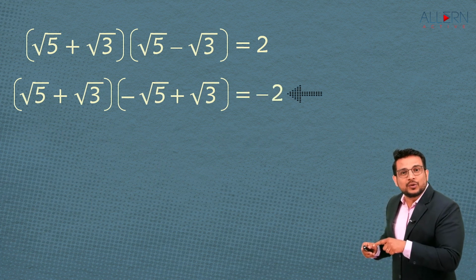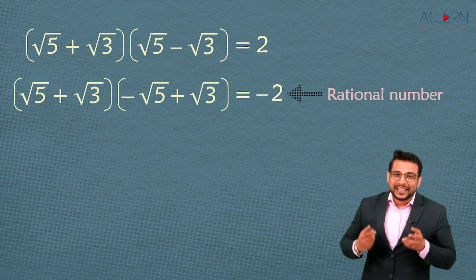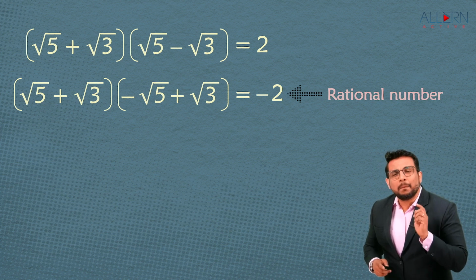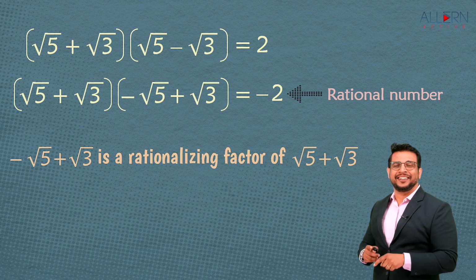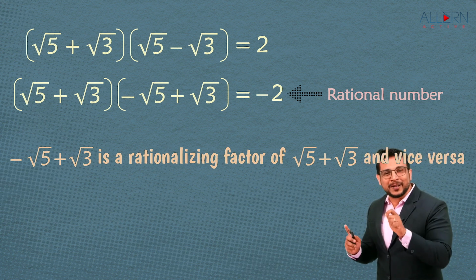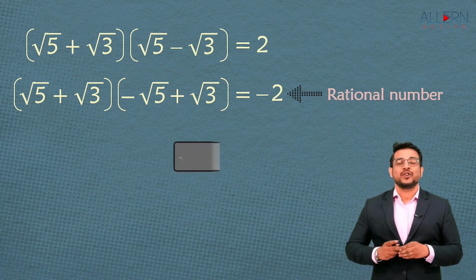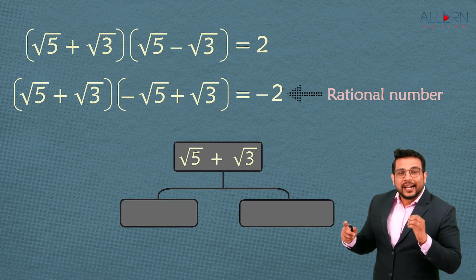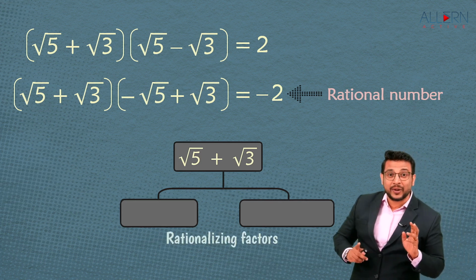Now what is minus 2? You will say minus 2 is a rational number. That means we observed one more thing here, that minus root 5 plus root 3 is also a rationalizing factor for root 5 plus root 3, or we can say vice versa too. That means one thing which we observed here, whenever we have a binomial surd, to get the rationalizing factor, we have two options here, isn't it? Two options here to get the rationalizing factor.